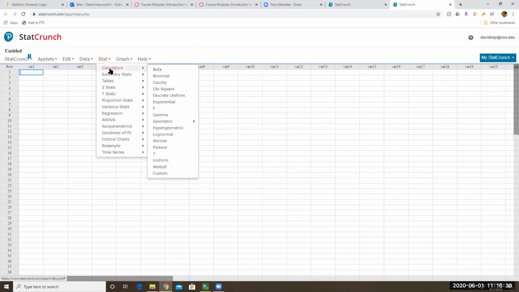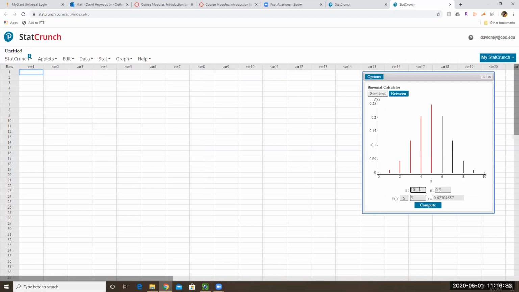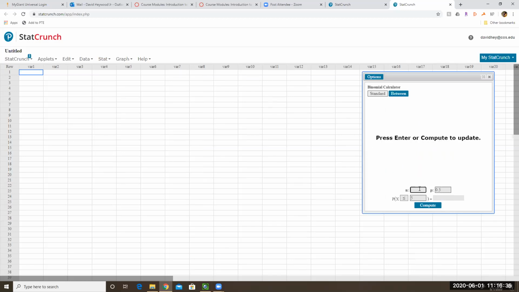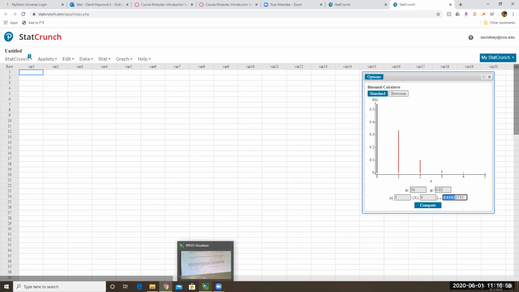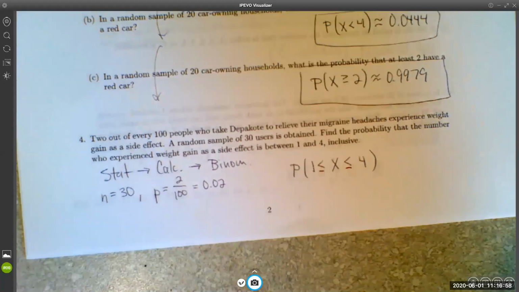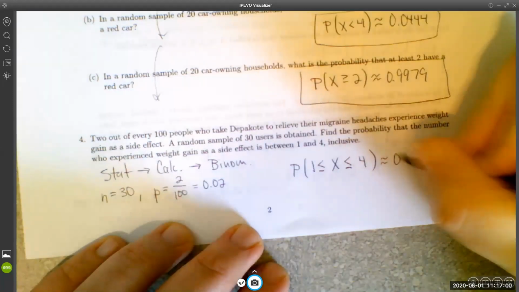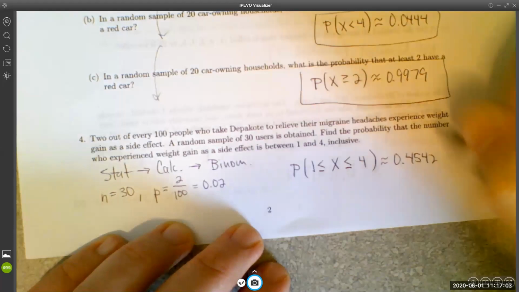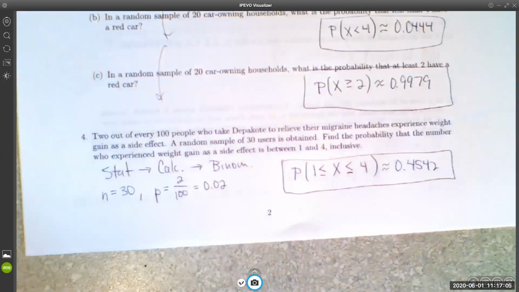We go to Stat, Calculators, Binomial. We're going to have 30 trials, we said. And the probability of success, we said 0.02. Okay, now I'll put it on between mode and put in 1 and 4. There we go. Okay, so there's the probability, 0.4542. Okay, so that's that one.